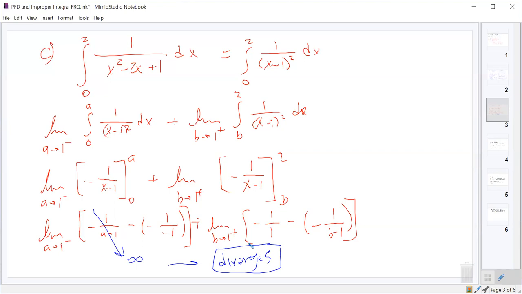Everybody good there? Hopefully. And that was 3 points. 1 point for setting it up as an improper integral, 1 point for the correct antiderivatives, and 1 point for an answer with the reason.